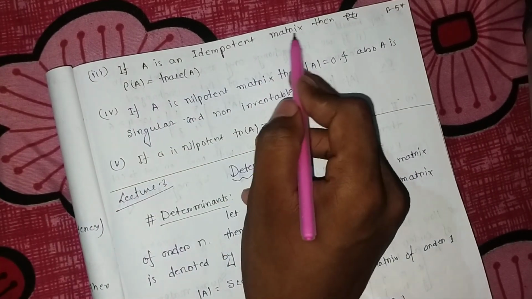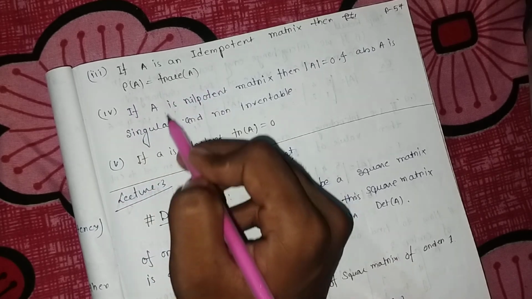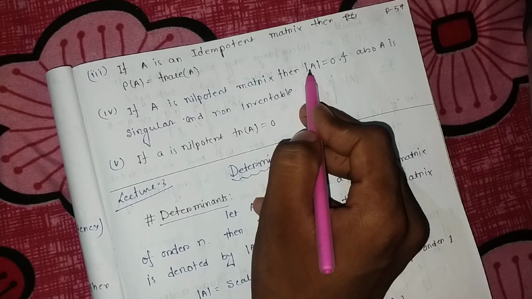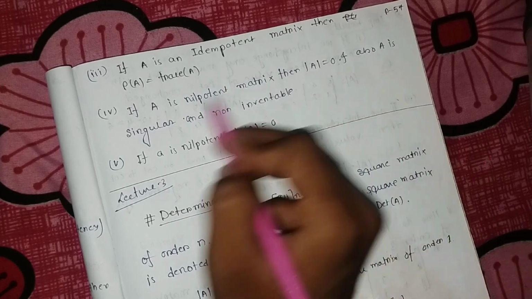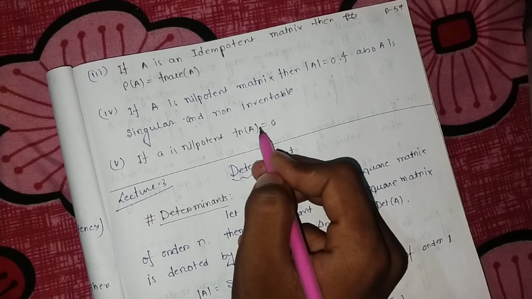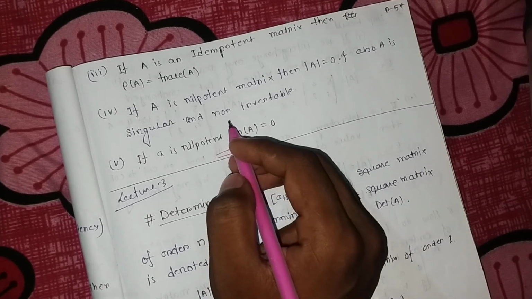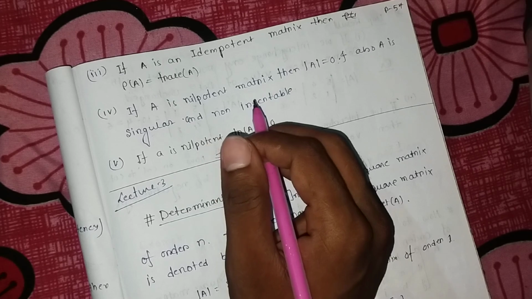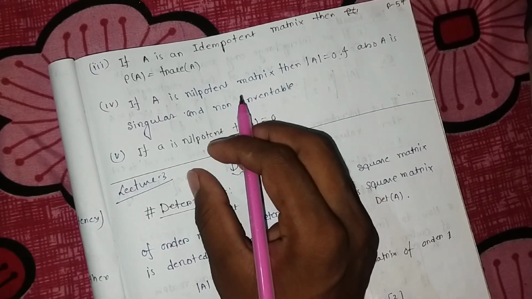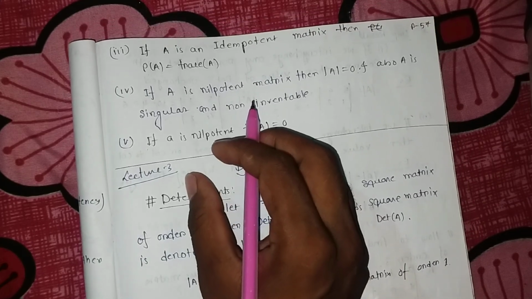If A is an idempotent matrix, then rank of A is equal to trace of A. If A is a nilpotent matrix, then determinant of A equals 0. Also A is singular and non-invertible. If A is nilpotent, then trace of A equals 0. This is the result you have to see, and in the next lecture we'll see some more on linear algebra. Till then, thank you, bye.